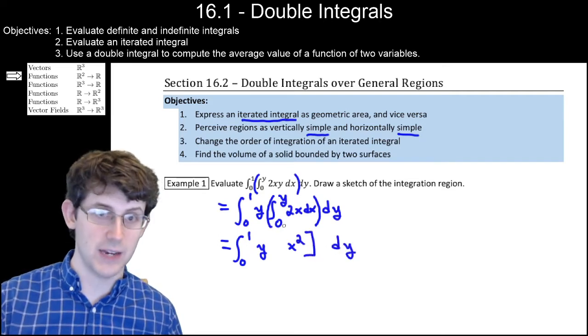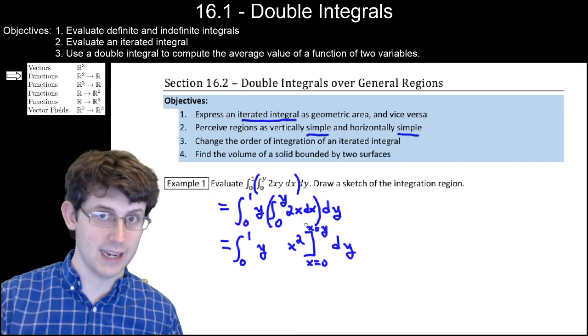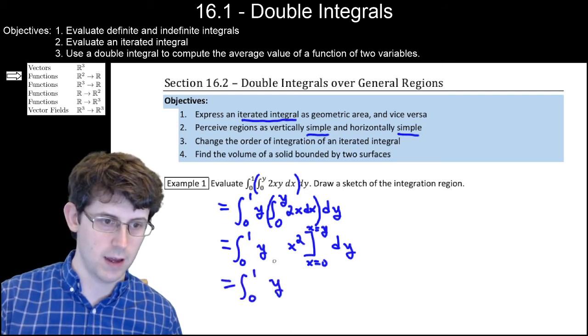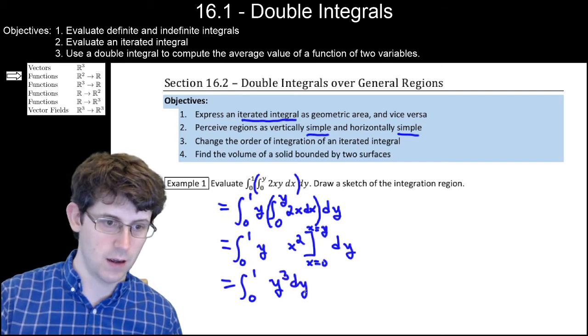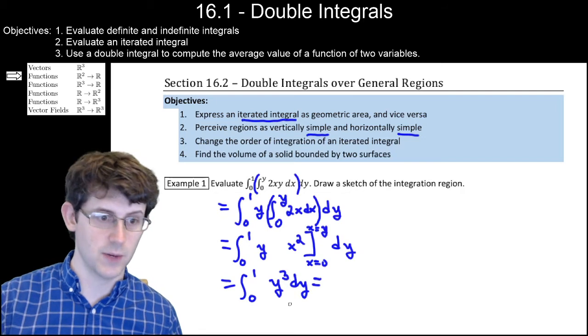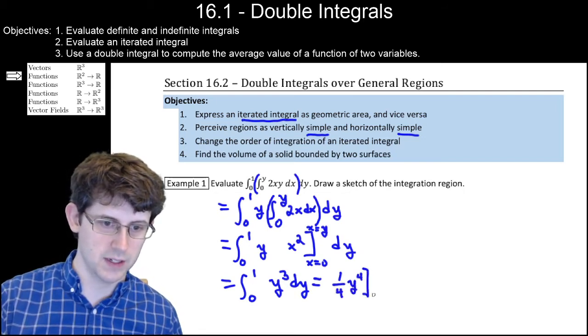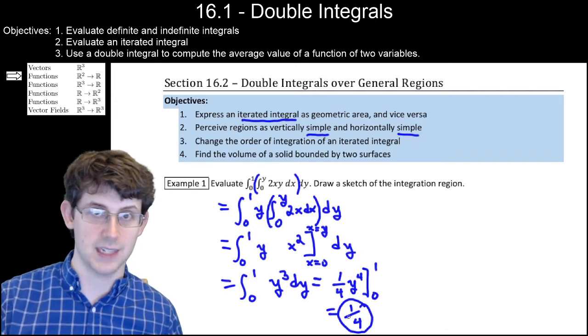Now the bounds, the x bounds, are from x equals 0 to x equals y. If you write that, then it's clear what to do. You should plug in y for all the x's, so plug in y for this x. And I'll have y times y squared. Well, that's y cubed. Finally, this is just a regular old Calc 1 integral, so it's a fourth y to the fourth from 0 to 1, and that's a fourth. So this integral came out to a fourth exactly.